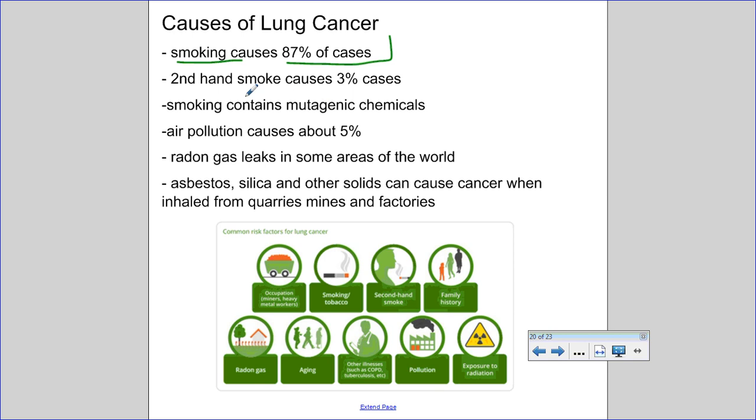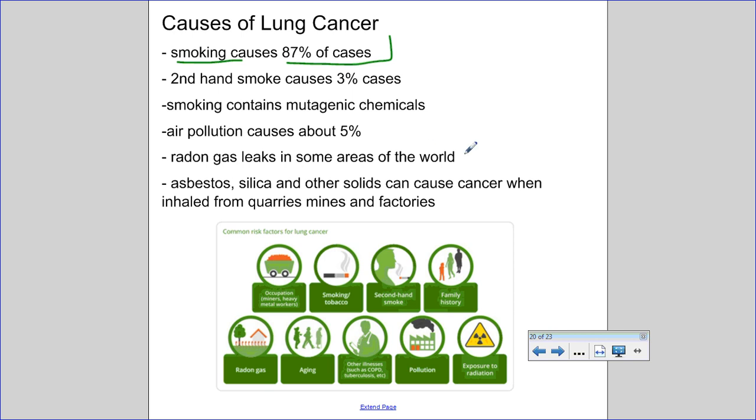And just recall that smoking contains all kinds of mutagenic chemicals which can damage those type 1 pneumonocytes, and cause all kinds of other cells to migrate in there, reducing that nice thin area for gas to diffuse across. Air pollution causes about 5% of lung cancer cases. And then radon, there's a type of gas called radon gas, which leaks in some areas of the world. Ontario is known for having high levels of radon gas being emitted from the ground.